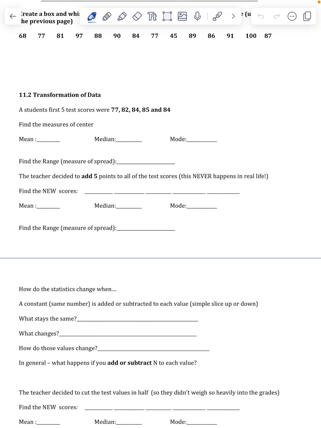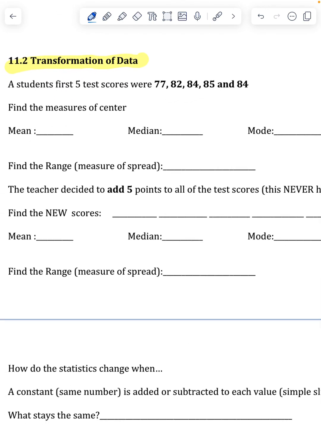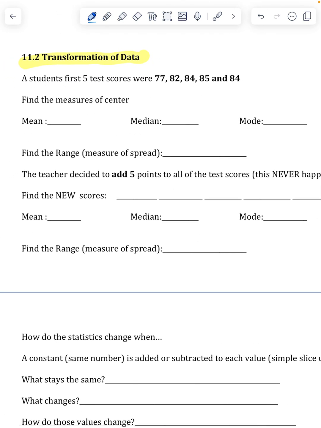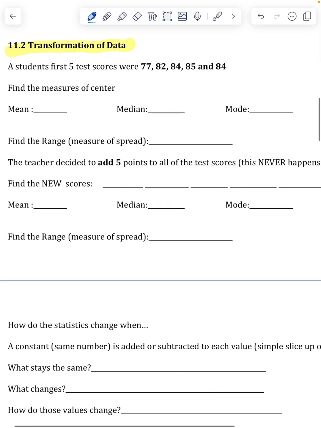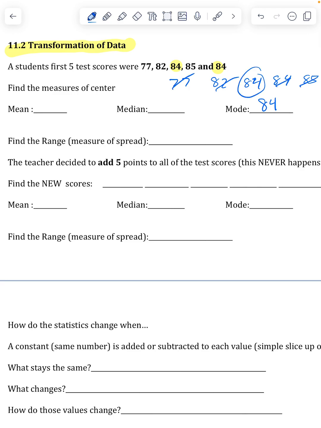Hey guys, we are going to look at 11.2 transformation of data, which means changes that take place. So we're starting off with these 5 test scores, and we're going to find the measures of center: mean, median, and mode. Mode is one you can find pretty quickly, the thing that is most often occurring, and that is 84. If I write these in order, I'm going to have 77, 82, 84 twice, and then 85. So if I do what I got to do to get a median, I land in the middle at 84.